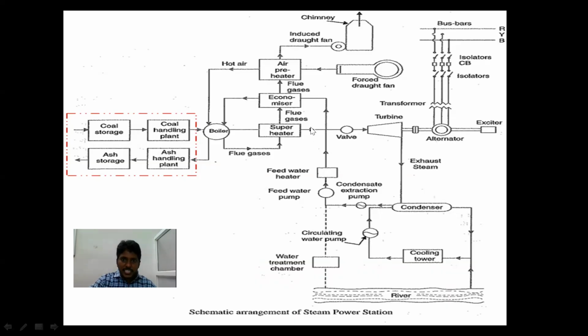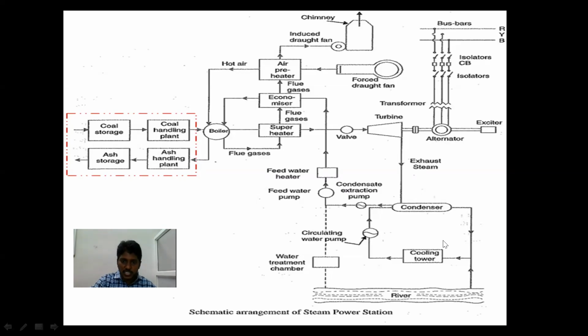Then this superheated steam strikes the turbine, and the turbine will be rotated. So this kinetic energy is converted to mechanical energy, and then this mechanical energy is converted to electrical energy through an alternator, or you can call it a generator. And then the steam after striking the turbine is called exhaust steam, and it comes to the condenser. The condenser is a unit where this steam is converted to water, hot water.